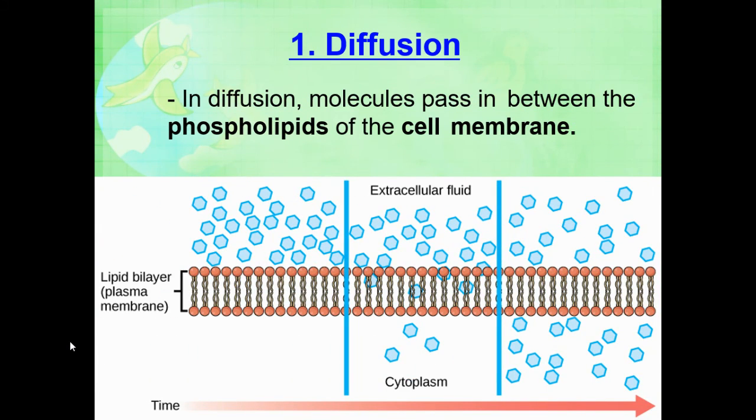In diffusion, molecules are going to pass between the phospholipids in the cell membrane. So these molecules are small enough to fit right through your cell membrane. Here's the high concentration. This is where it starts out. Time is moving to the right. So we have a high concentration, and then they start to move through the membrane into the cell, and eventually we have an equal number inside as we do outside.